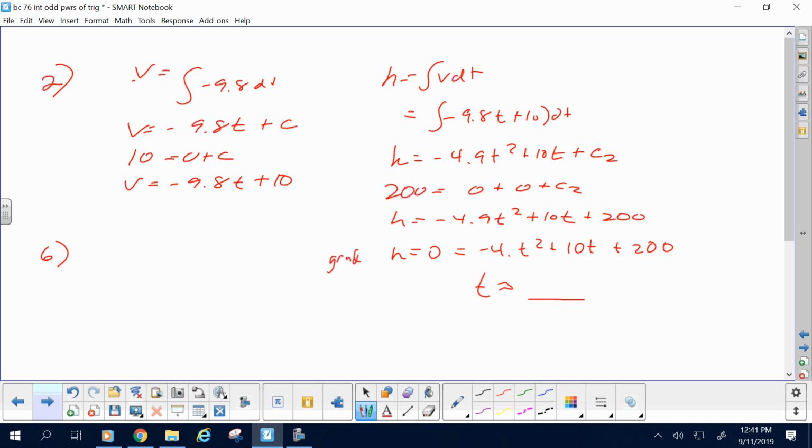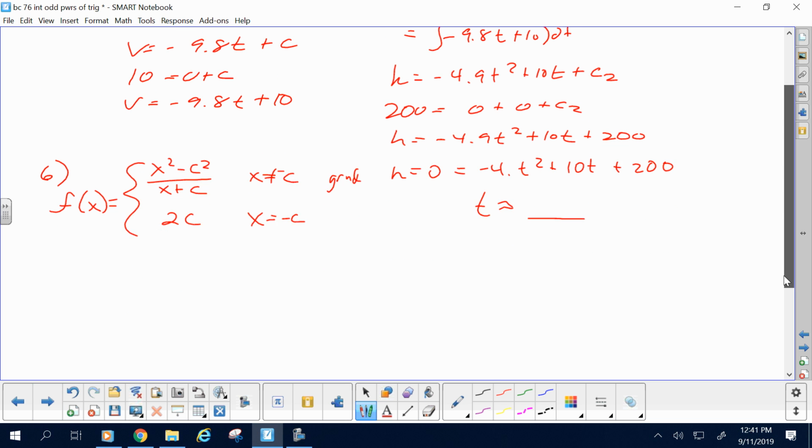6. Describe the interval. Oh, this is a good one. Okay, so 6 is a little bit of a test for brilliance here. X squared minus c squared over x minus c when x is not c. Am I doing that right? No. When x is not negative c, and 2c when x is negative c. Okay? This is about continuity, eh?